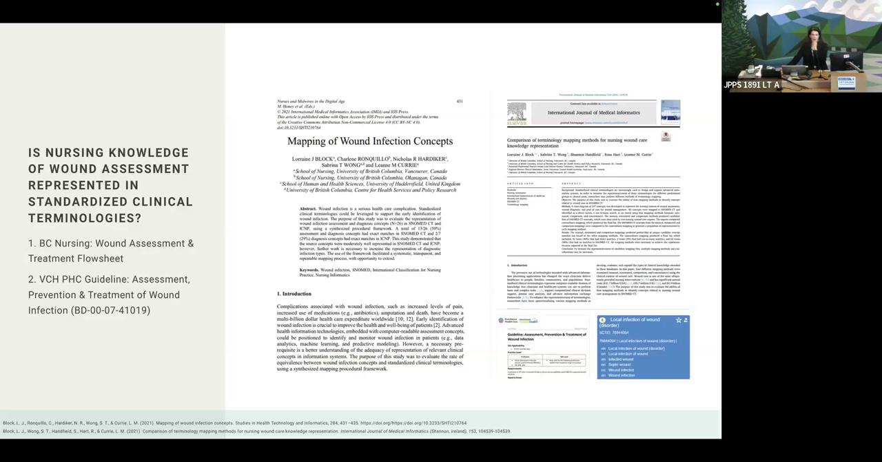Then Charlene and I worked together and we decided, let's look even farther. Let's look at some specific wound infection concepts. From a nursing perspective, is there good representation of wound infection in SNOMED CT? And there was, sort of. But I want to show you. It's kind of hard to see. There's a blue box over there.